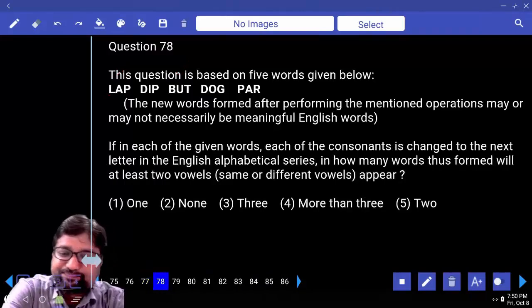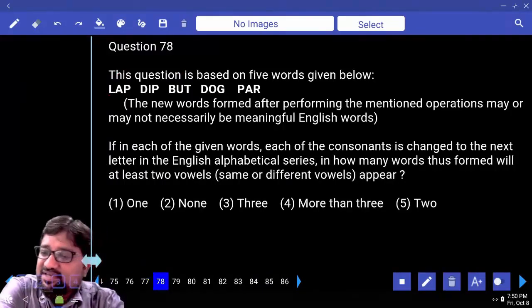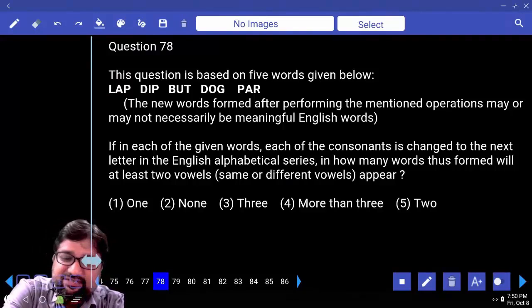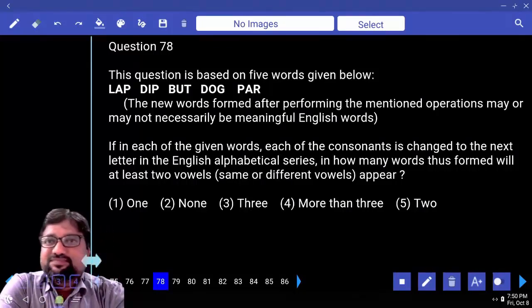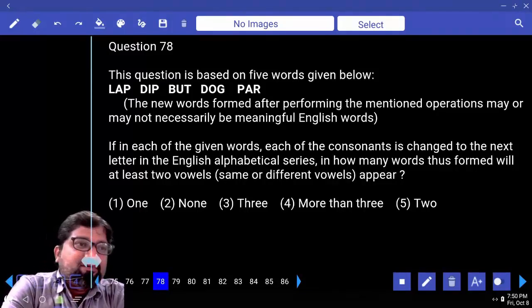Let's go for the next one. In each of the given words, each of the consonants is changed to the next letter in English alphabetical series. How many words thus formed will have at least two vowels appear? Same or different vowels appear, whatever it is. Now if you observe carefully, each word has one vowel. Yes or no? Chepandamma. Prati word lo oka vowel undi.